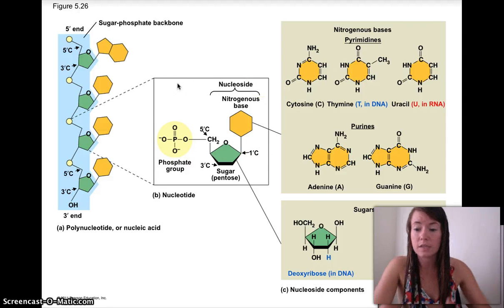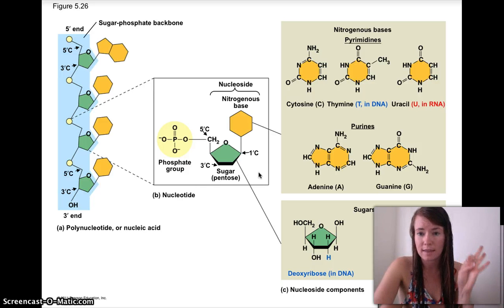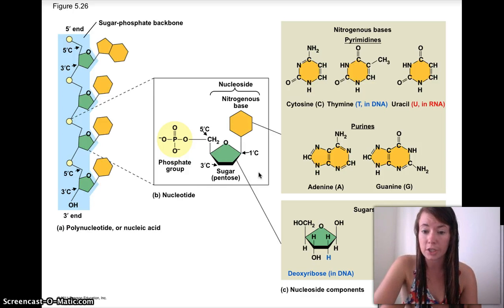So again, you don't need to know much about the phosphate group. That's just what it is. The 5-carbon sugar, made up of 5 carbons, we number them with primes. And the nitrogenous base, there's five of them. Cytosine, thymine, uracil, adenine, guanine. So quickly, I want to talk more about the sugar.